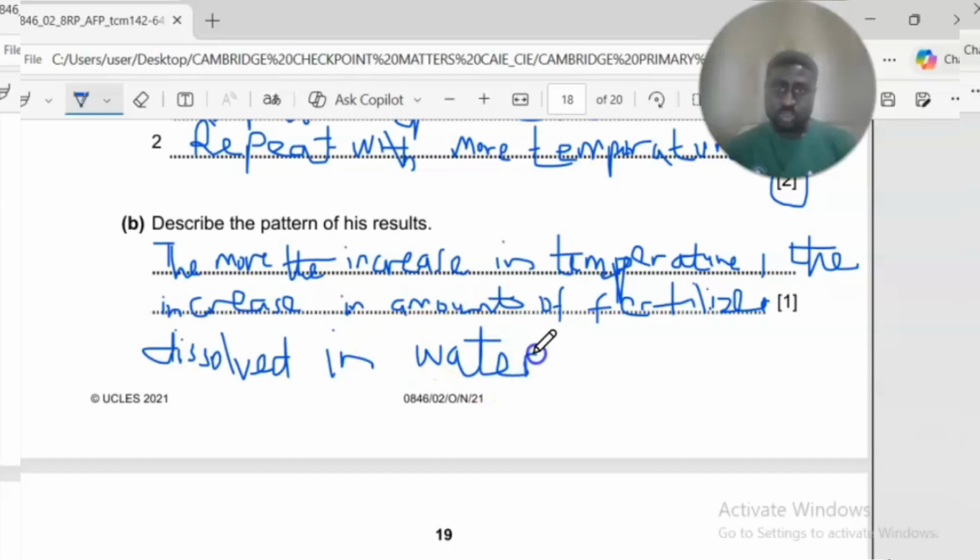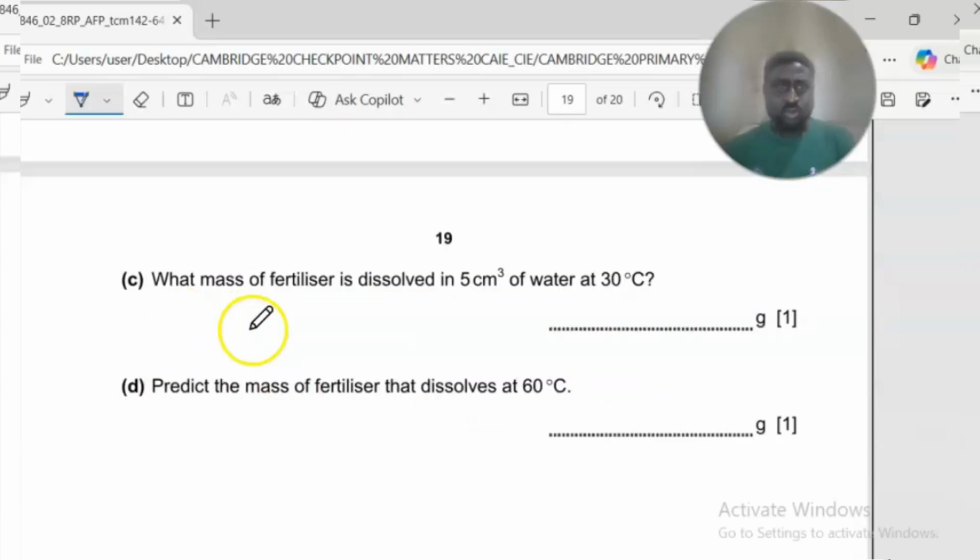So simply put, the higher the increase in temperature, the higher the increase in the amount of fertilizer dissolved in water, and that goes for 1 mark. The C part says, what mass of fertilizer is dissolved in 5 cubic cm of water at 30 degrees centigrade?